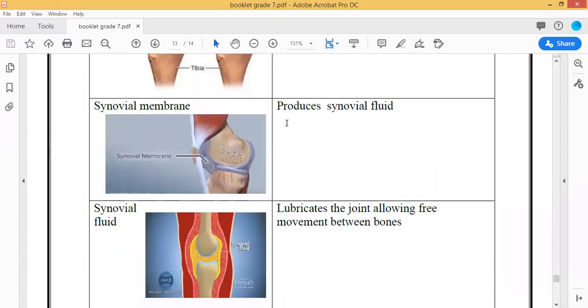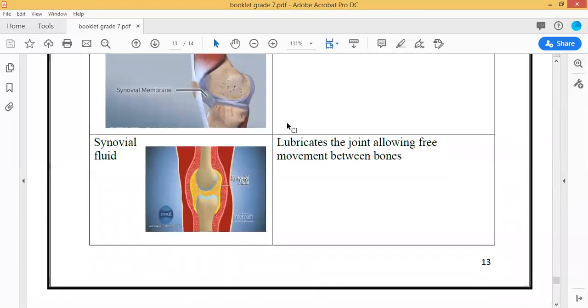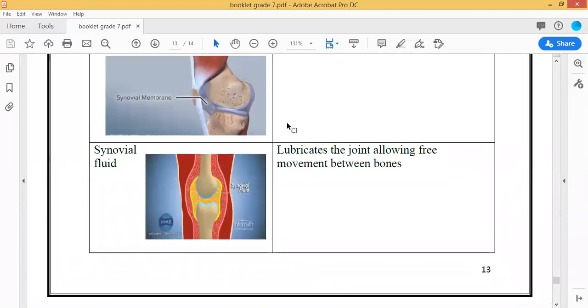Let's talk about the function of the synovial fluid. Synovial fluid helps in movement also. How? Because it lubricates the joint to help the movement be very smooth. How does it happen? The synovial fluid acts like a lubricating substance in between the two bones to help the movement be very smooth.